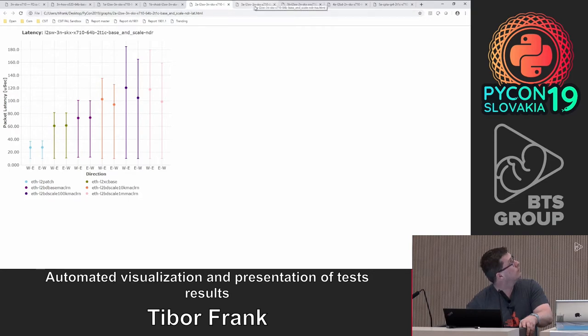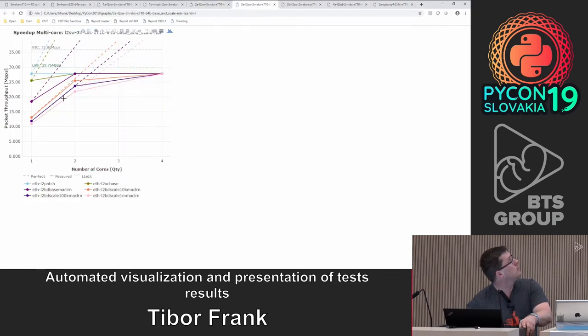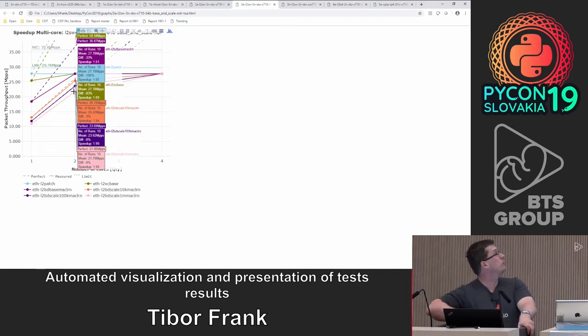And here is speed up. You can see there are number of runs, mean value, difference against ideal case, and speed up. This is a ratio. So it should be 1 to 4, but you can see different numbers there.